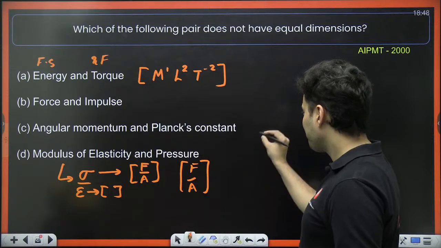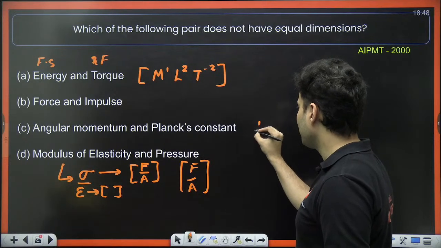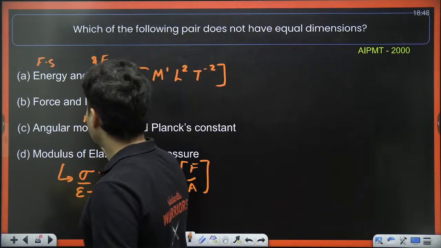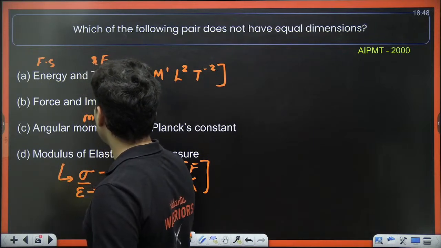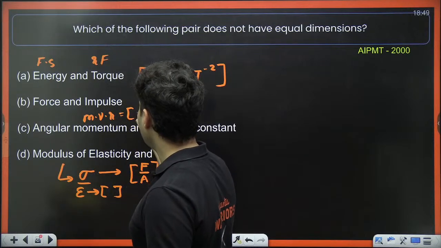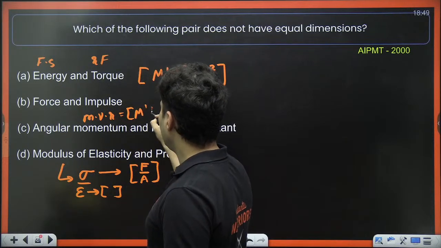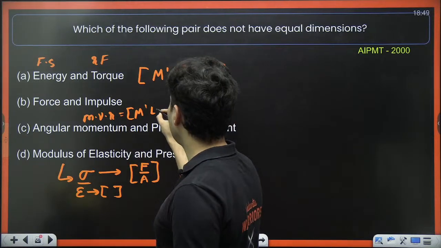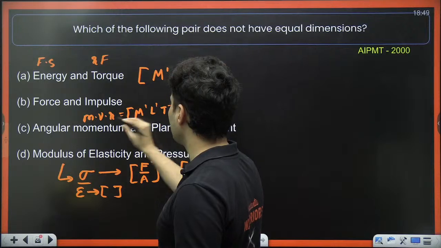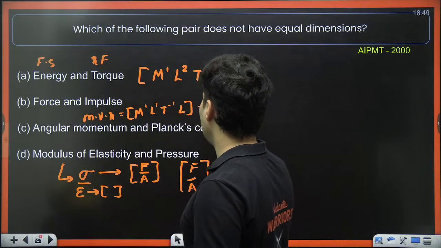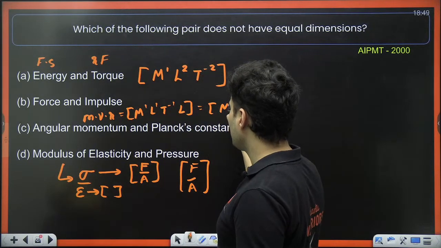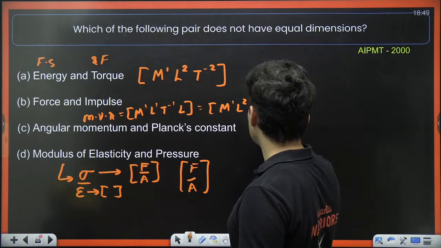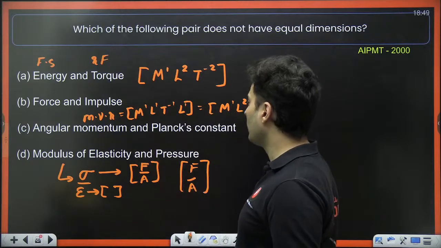Angular momentum, it has mass into velocity into r. So dimensionally it will be M raised to 1, L raised to 2, because velocity is, okay, if you want, I'll write it like this, length raised to 1, T raised to minus 1 into length, which will make it M raised to 1, L raised to 2, T raised to minus 1. So that was for angular momentum.